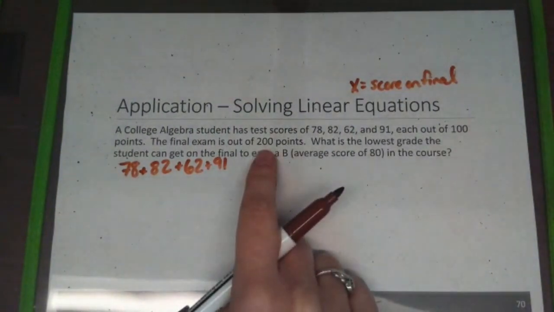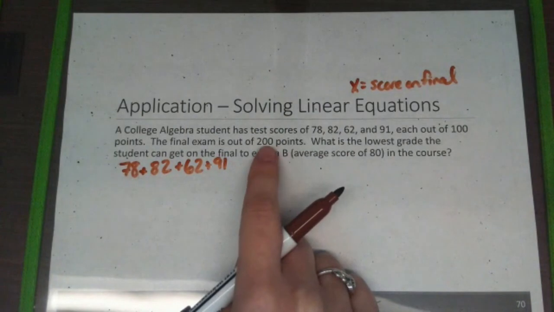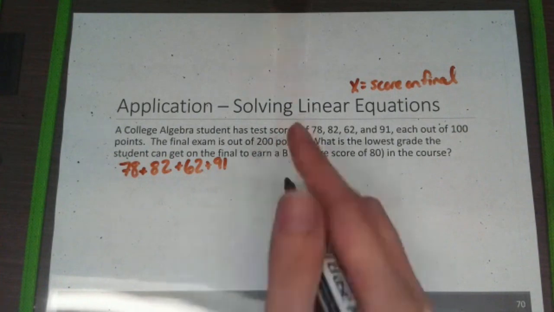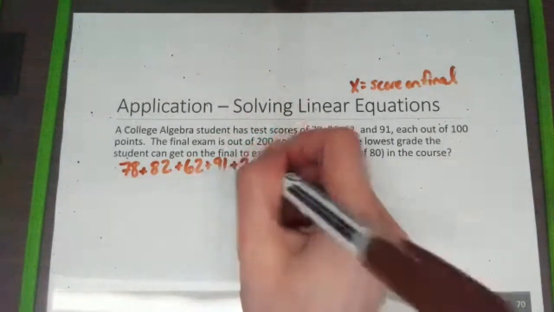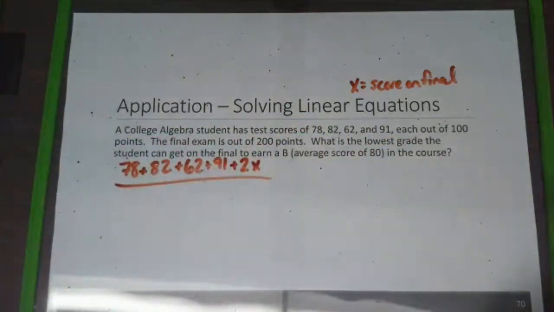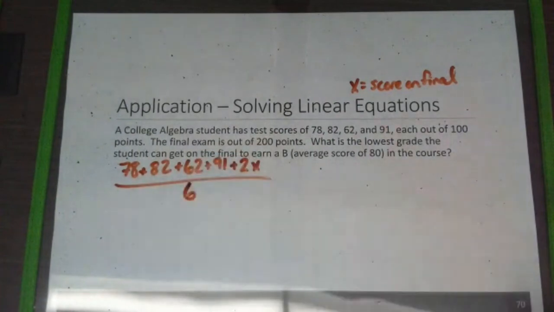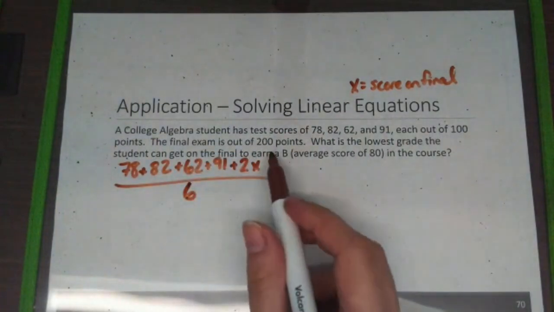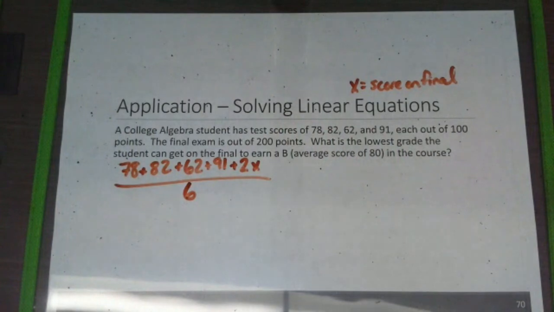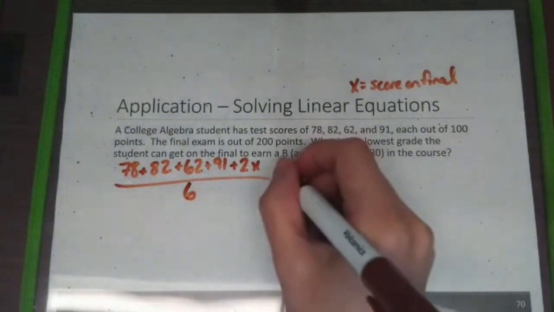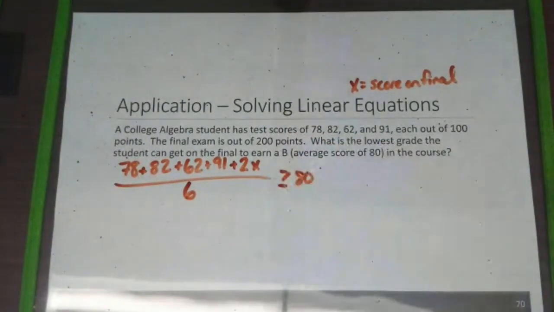It's worth 200. So the way I'm going to think about this is this test, whatever score they get, we're going to multiply it by 2, and it's just going to be like 2 tests. So I'm going to make that 2x. I need to divide by the number of tests there are. 1, 2, 3, 4. Remember how this counts as 2 tests, so 5, 6. And again, the reason why we're doubling it is because it's worth 200 points. It's twice as important. We want this average to be at least 80. So that average needs to be greater than or equal to 80.